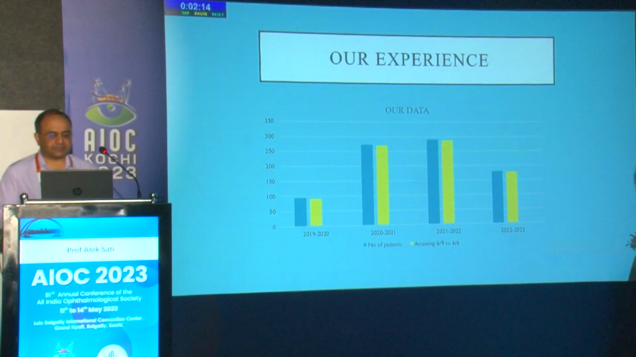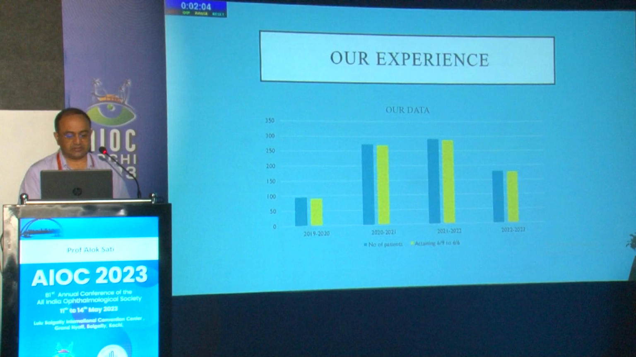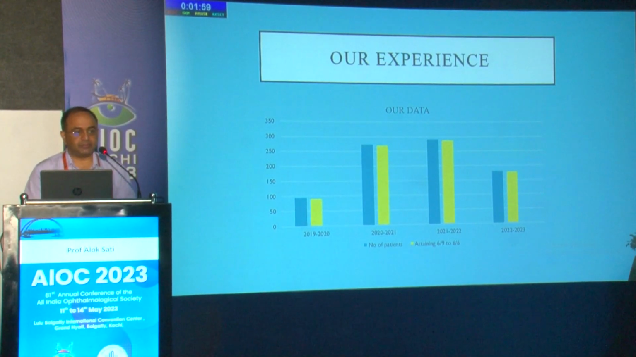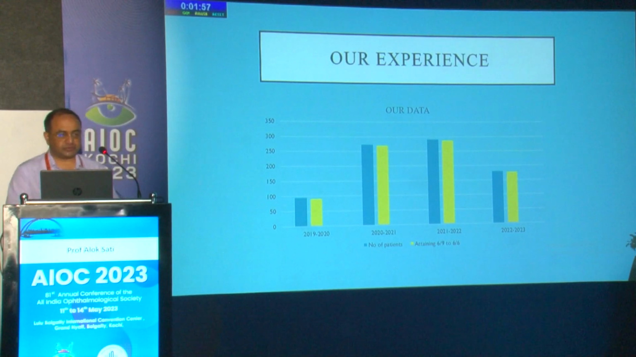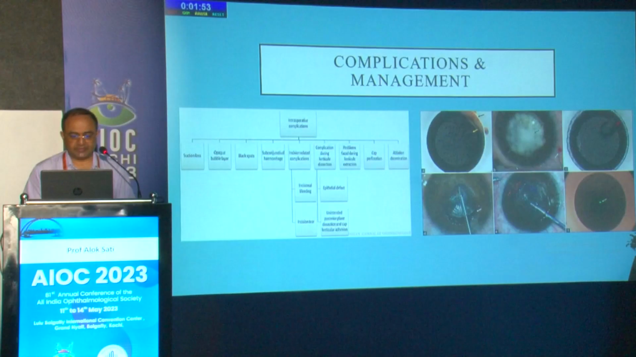Now, if you look at our experience, this is our experience from 2019. One side is showing the number of patients, and one is showing the number of patients attaining 6/9 to 6/6 vision. So if you look at it, it's almost closer to the number of procedures that we have done. So this is the predictability of this procedure, which I want to highlight here.